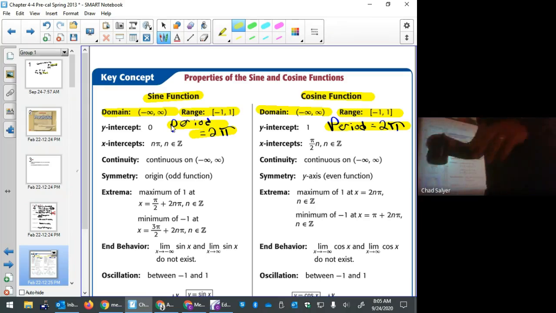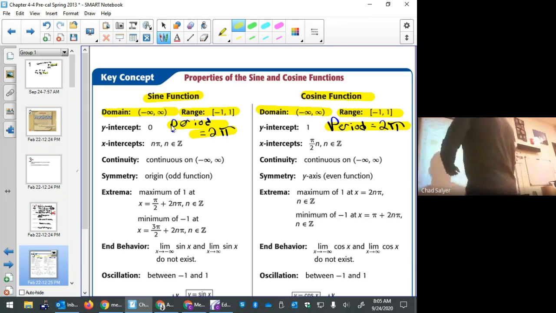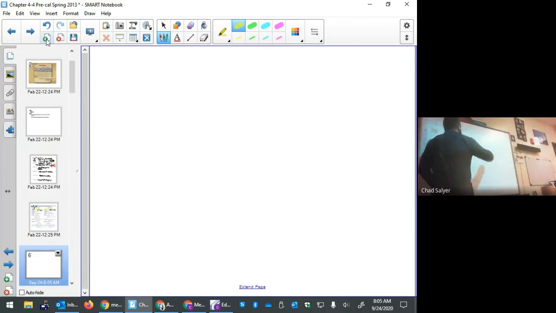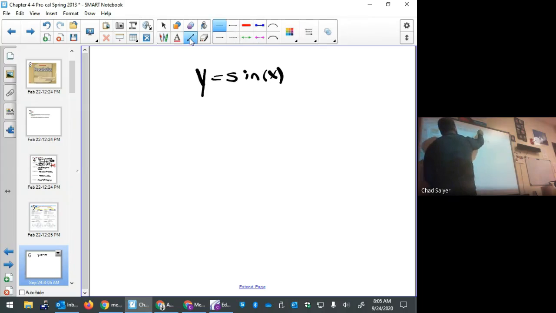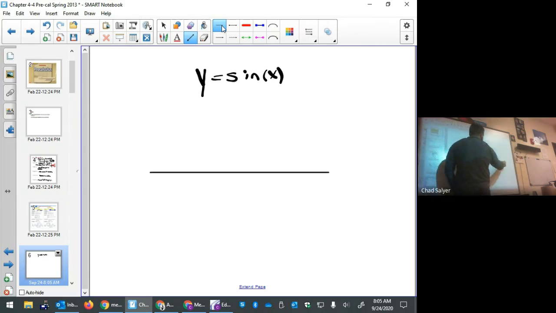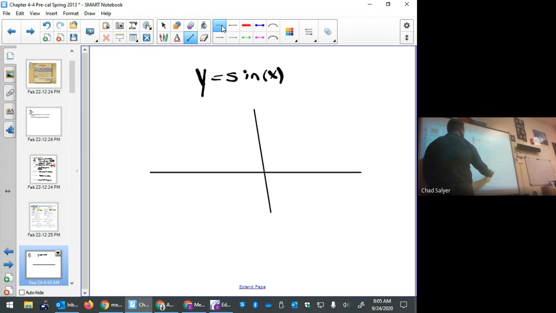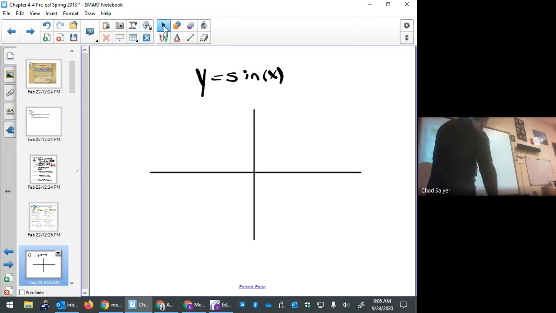Okay, so without further ado, let's graph these. We'll start with the sine of X. So with my axes here, I want to go at least 2 periods worth of the graph. Make sure that's roughly in the center. Does appear to be.